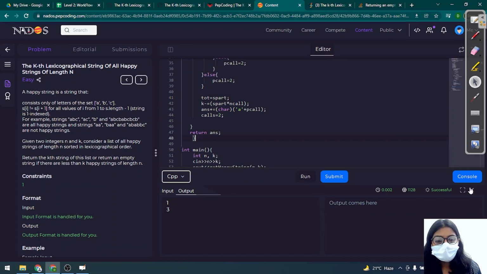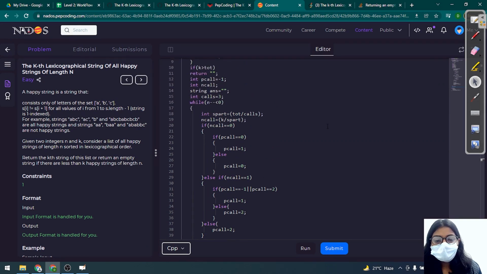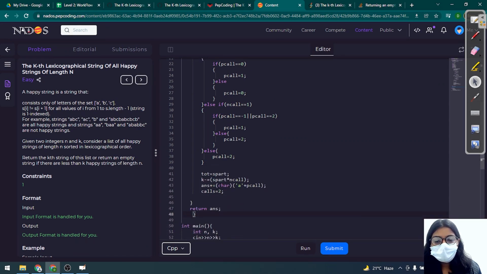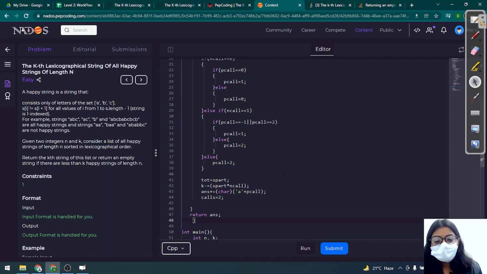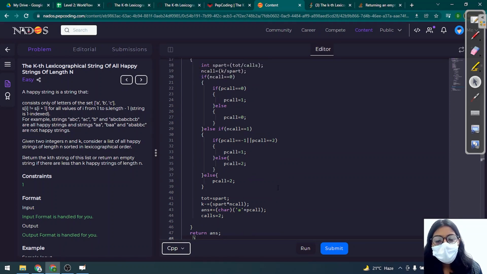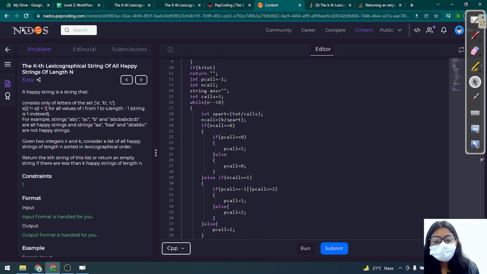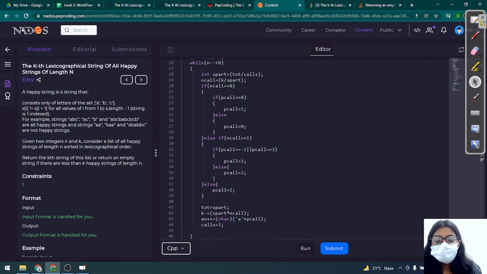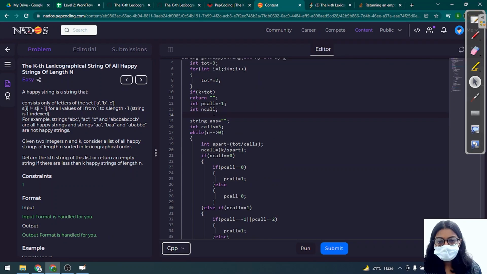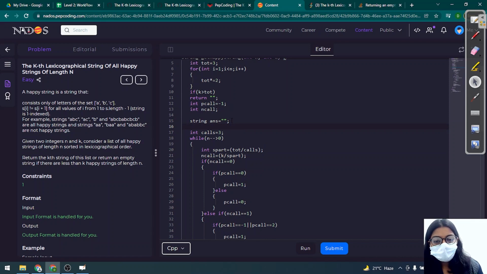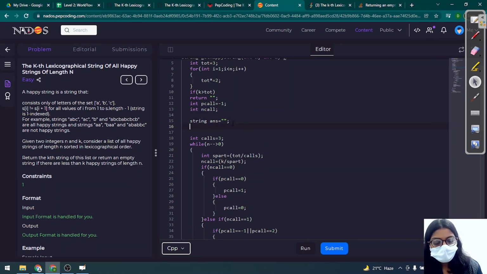Wait. String answer is equal to okay. Answer plus equal to care. A plus B call. There is some mistake. If n call is equal to 0. TOT divided by calls. Single part is equal to total number of calls divided by calls. Calls is updated to 2. Okay, so here we forgot to decrease the k to k minus minus first of all. So here we'll be reducing its value. K minus minus. Okay. Now let's try to submit this.